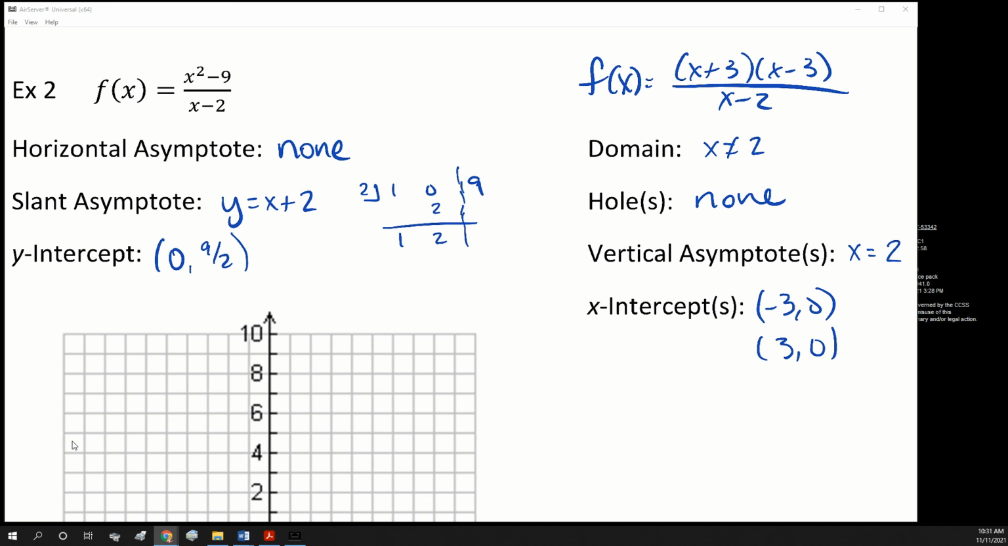Right, so when you do that slant asymptote, make sure you fill in a 0 for the x squared. I mean the x, sorry, that was missing. Yes, ma'am. Did you have a question?